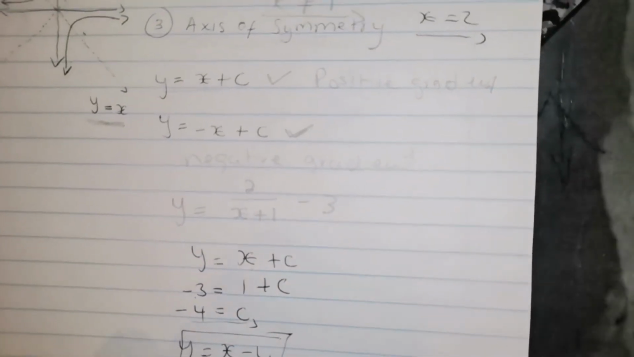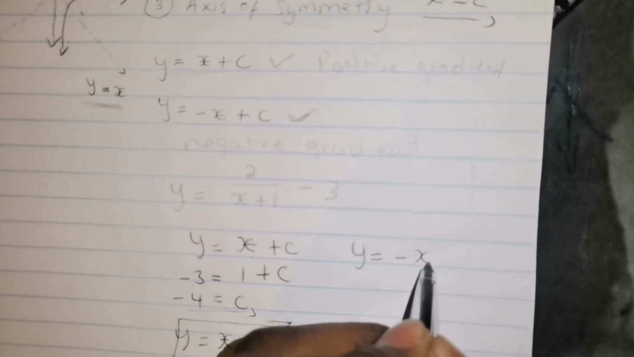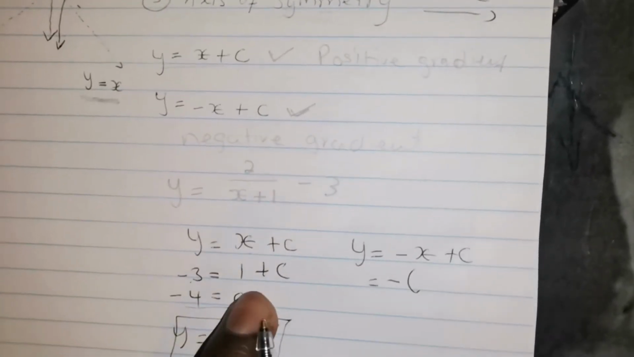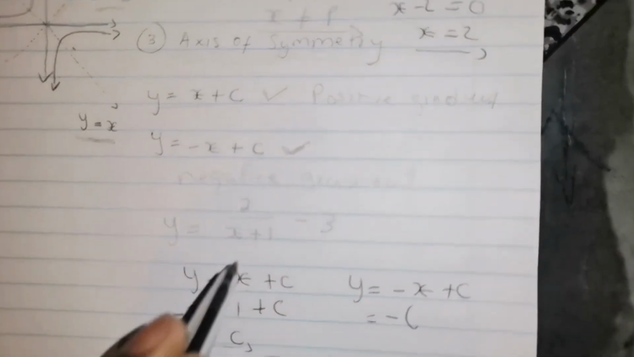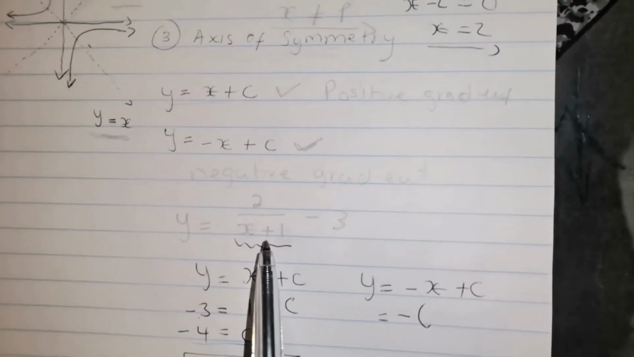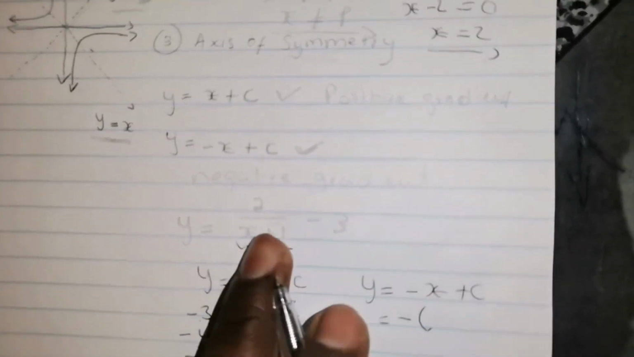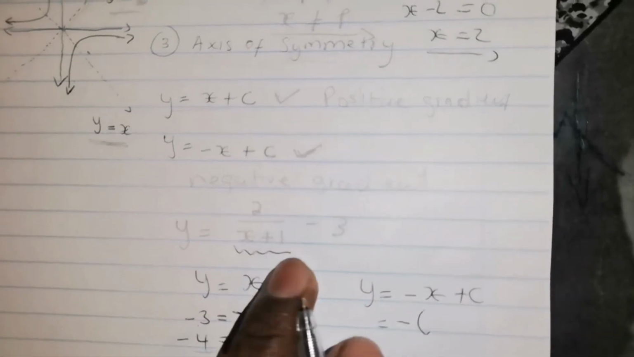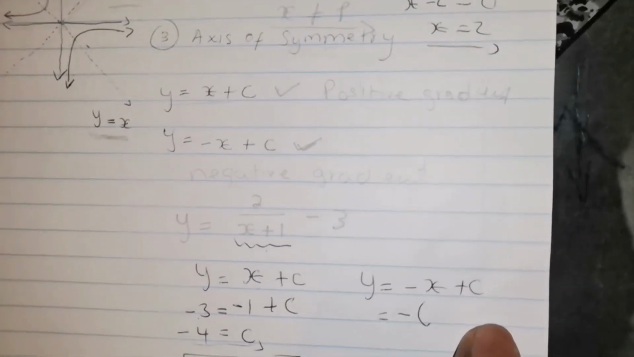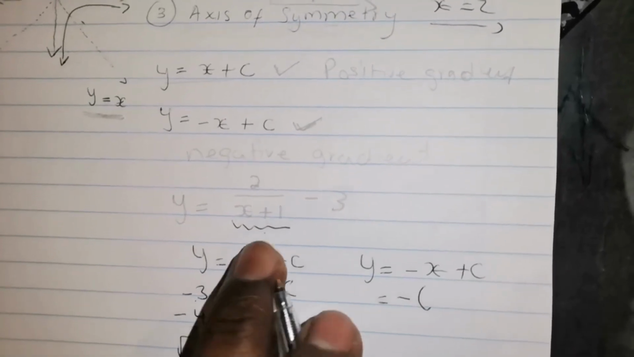This is for a positive gradient. For the negative gradient, you're going to have negative x plus c. Guys, when this comes out of the denominator, it changes the sign from positive to negative. It applies even when you want the axis of symmetry. Sorry guys, it's going to be -1 here, because x plus 1 equals 0, so x is equal to -1. That is our asymptote. That -1 also applies here when you want the exact symmetry equation, so for x you have -1 plus c.